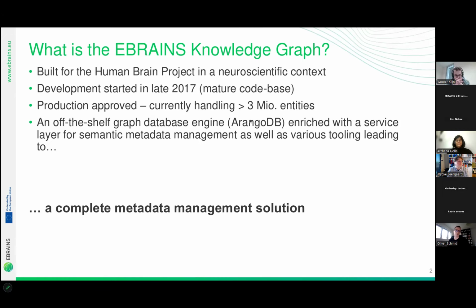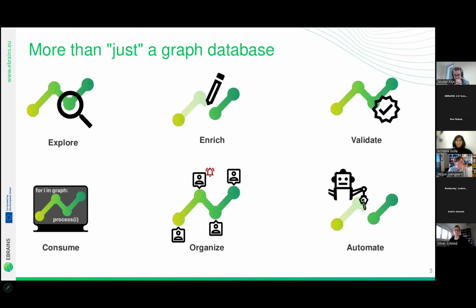From a technical perspective, it's basically an off-the-shelf graph database, but with a quite powerful service layer on top that was built by us for the semantic metadata management, the metadata management. So basically what we've done is we've built a complete metadata management solution for EBRAINS.